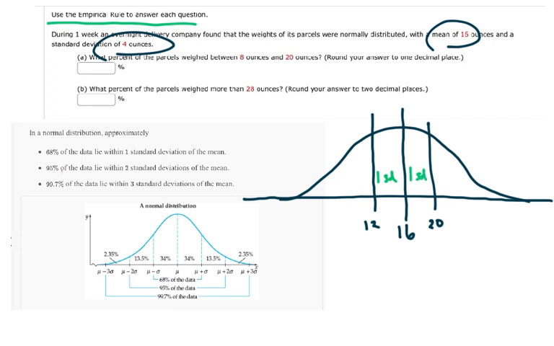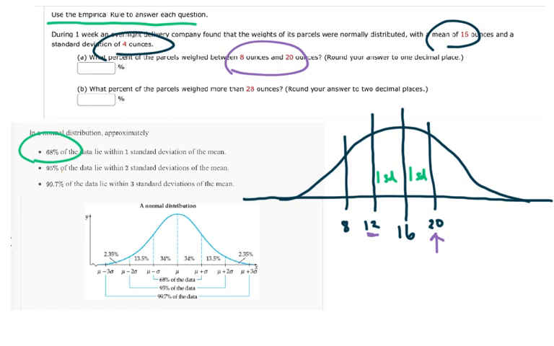Okay? So I already know, according to the empirical rule, 68% of my data should lie within that. Now, think about this. They want to know if it falls between 8 and 20. Well, I've already got the 20, but I need to go a little further to the left to get to 8. My standard deviation is 4, so subtract 4 from 12, and look at that, I get 8. That's another standard deviation. Every standard deviation is 4, okay?